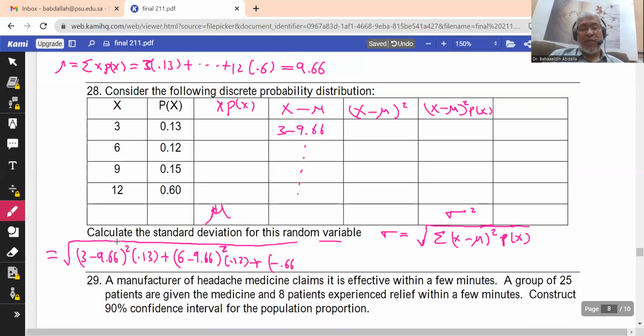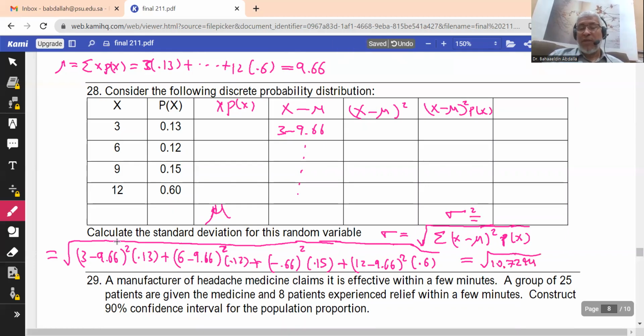So this is just negative 0.66 squared times 0.15, and then plus (12 minus 9.66) squared times the probability, which is 0.6. And you put it in the calculator and you find the answer. You will find that this is 10.7244. This is the answer you will get here.